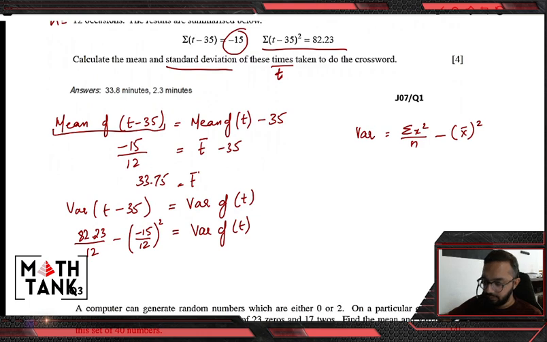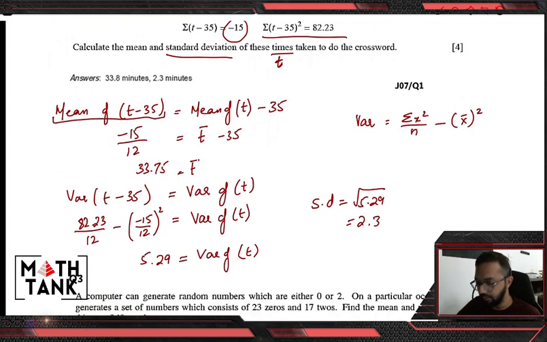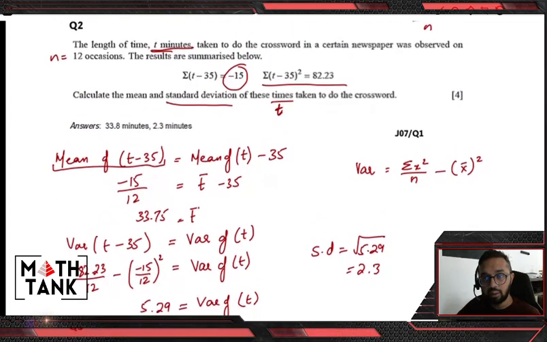So that gives me 5.29. That's variance of t. And if I take a root, that gives me 2.3. So standard deviation is root of 5.29. So I'm going to use these two equations to solve all the questions that come up on this topic. That was the first question.